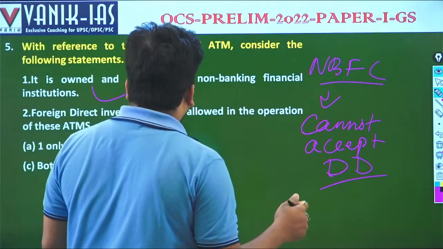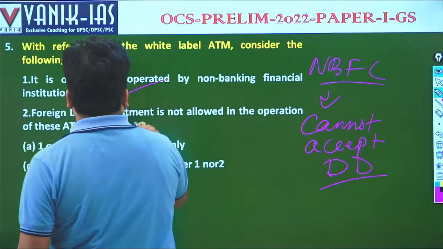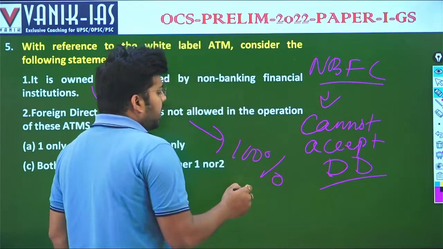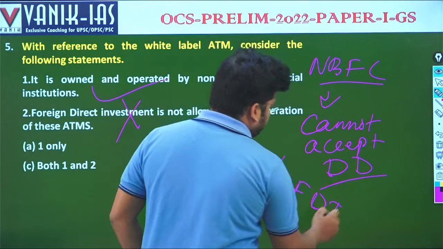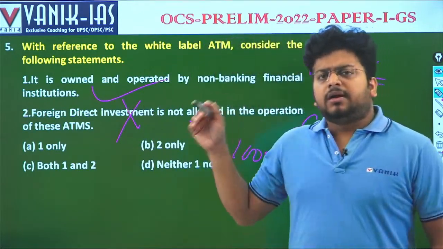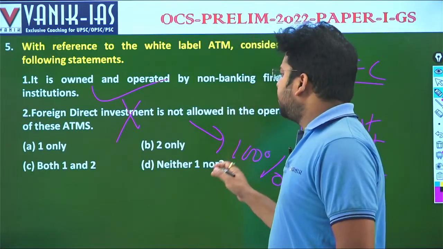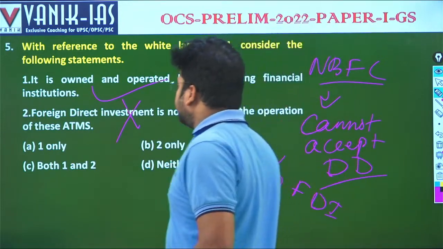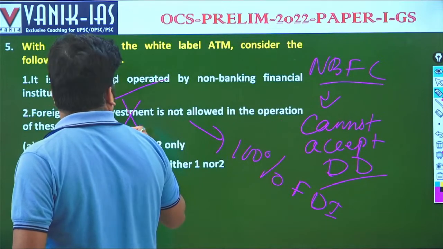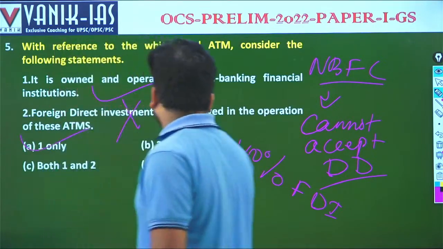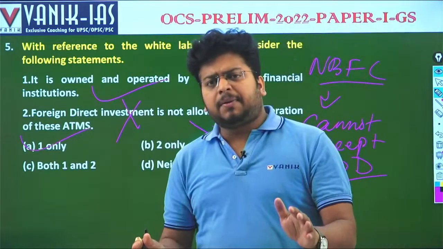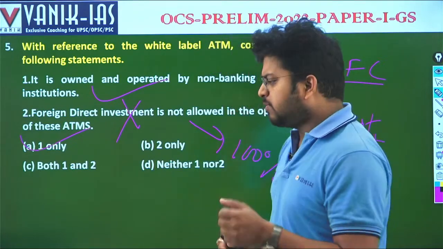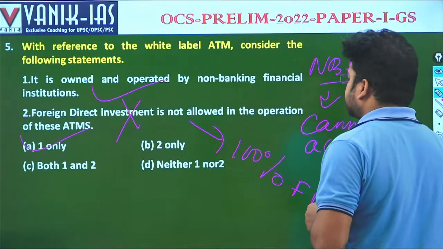Next is foreign direct investment. FDI is not allowed in operation of these ATMs. This is wrong. Government has allowed 100%. This was in news. That's why 100% FDI in automatic route. That means they can come directly without government approval, without documentation. 100% FDI in automatic route is allowed in case of operation of these ATMs. So 1 only is the answer, right? FDI means permanent investment. FPI means foreign portfolio investment, that means investment only in shares in the share market. That is volatile. FDI is permanent. Okay. So 1 only is the answer.